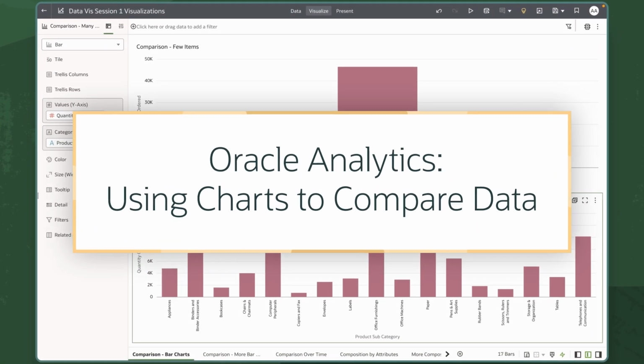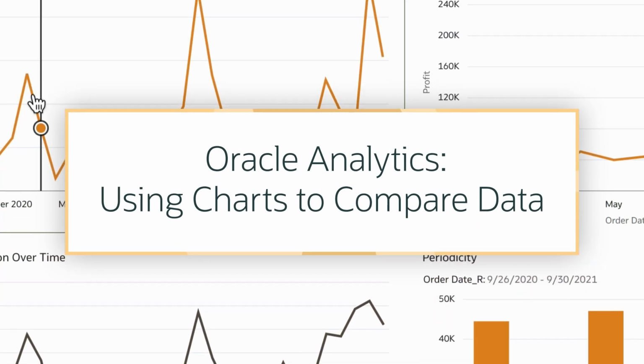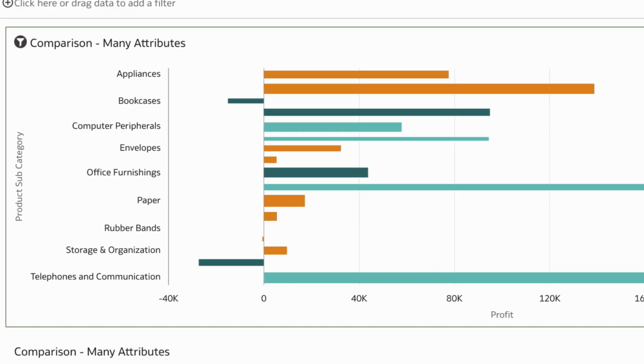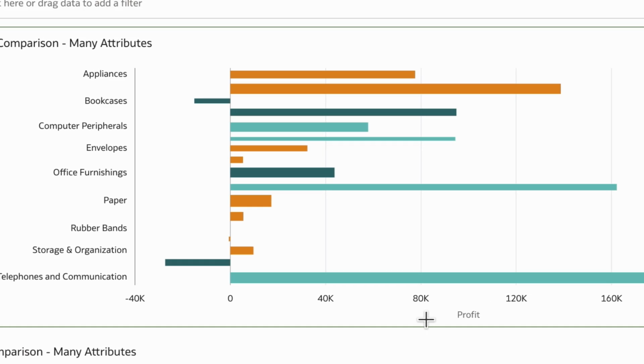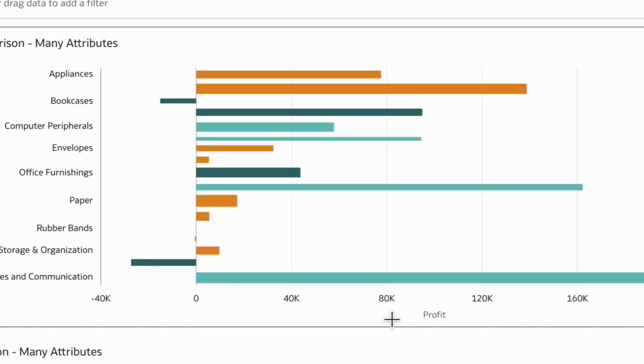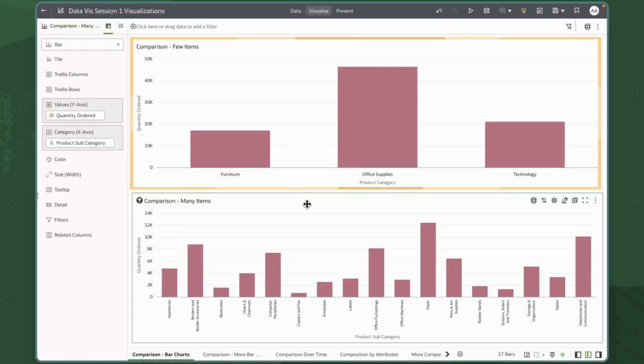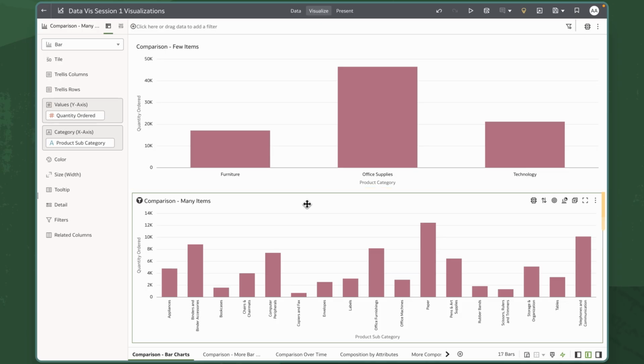In this tutorial, we'll learn how to use charts to compare data in Oracle Analytics. I can compare data by attribute or over time with the appropriate chart, depending on what I want the visualizations to show. In this workbook with sales data, I have two visualizations comparing product categories across a few items and quantity ordered across many items.